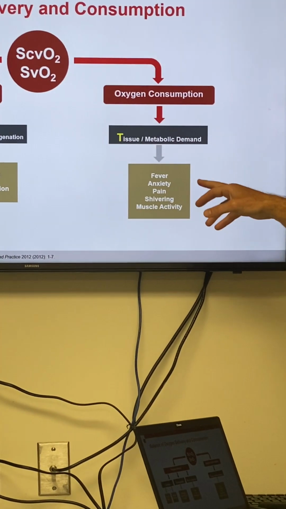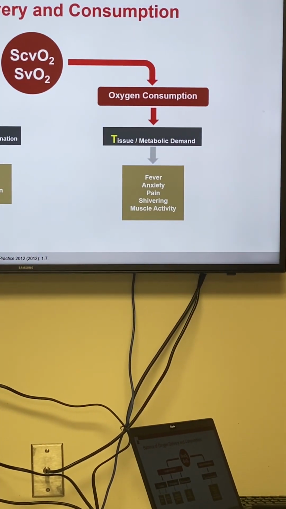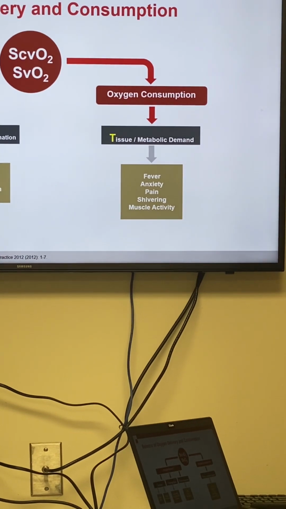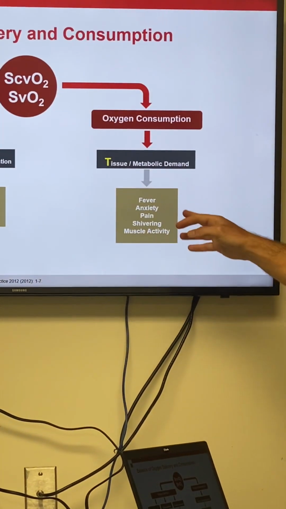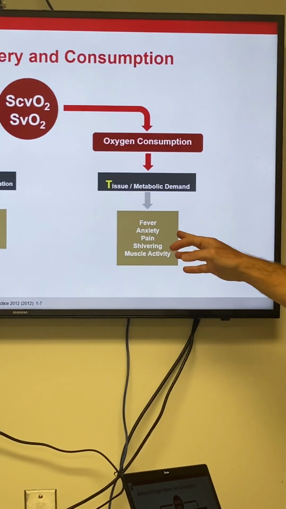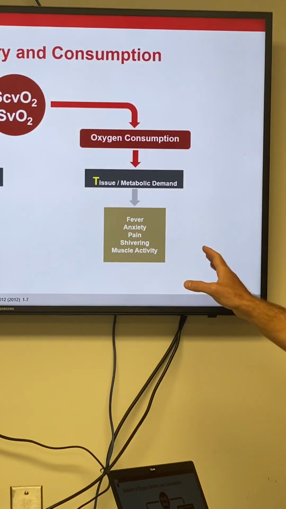If my patient has fever, anxiety, pain, shivering, muscle activity, they're bearing down with pain, like they're using up a lot of oxygen, right? We want to minimize that. Sometimes we just give them PRN pain medication. Sometimes we need to give them more sedation, or if they have anxiety, we can get a PRN for an anxiolytic. Does that make sense?